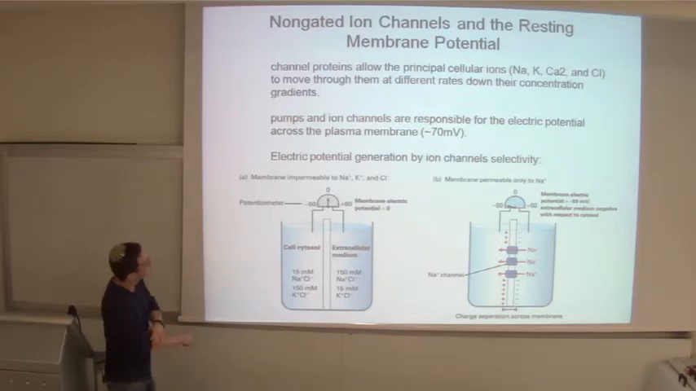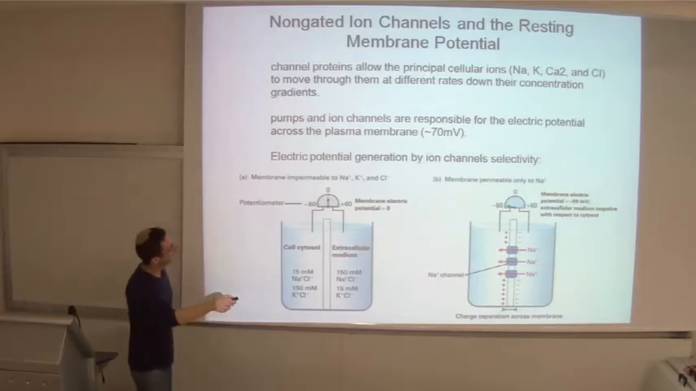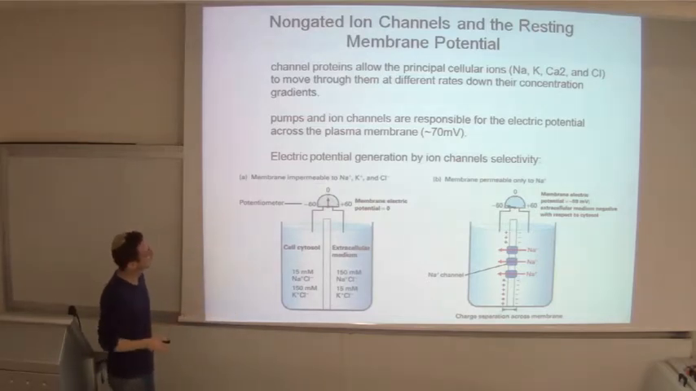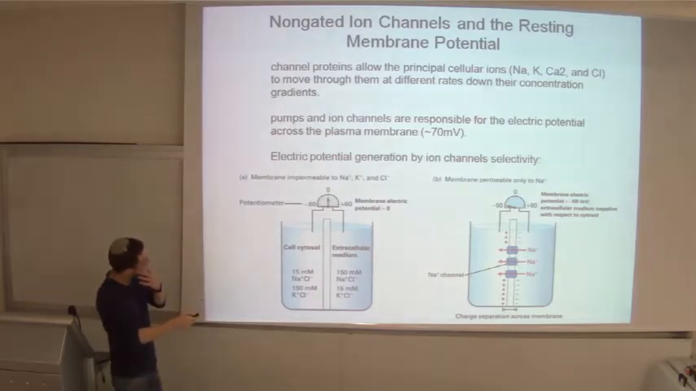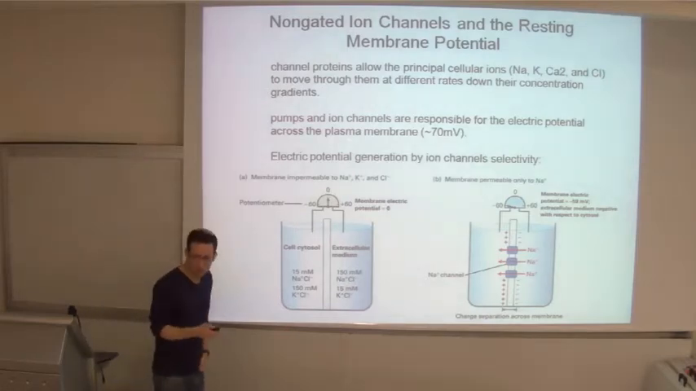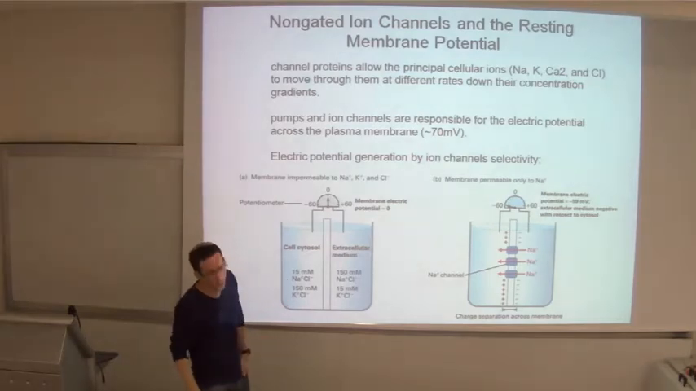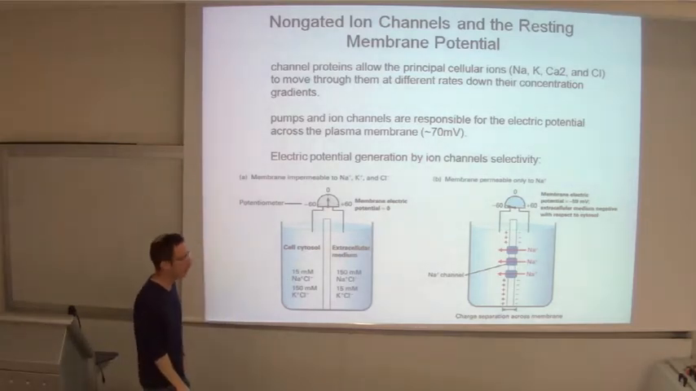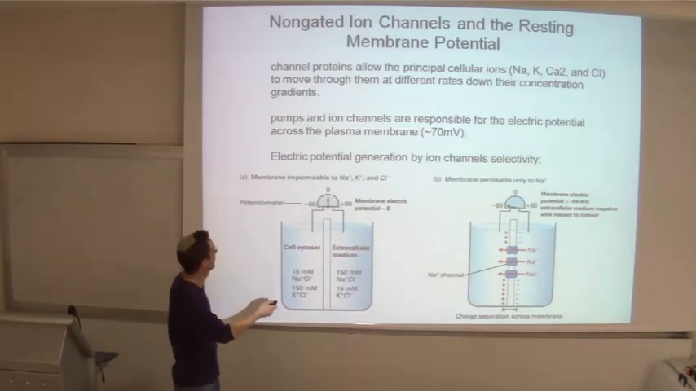Okay, so each of these physiological ions has its own specific selective channels, and each one passes through it down its concentration gradient. Pumps and ions together are responsible for the electric potential across the plasma membrane, which is not only for neurons, but for all cells in nature. For neurons it's usually around -70 millivolts. It's always negative, and quite close to minus 70 millivolts most of the time.